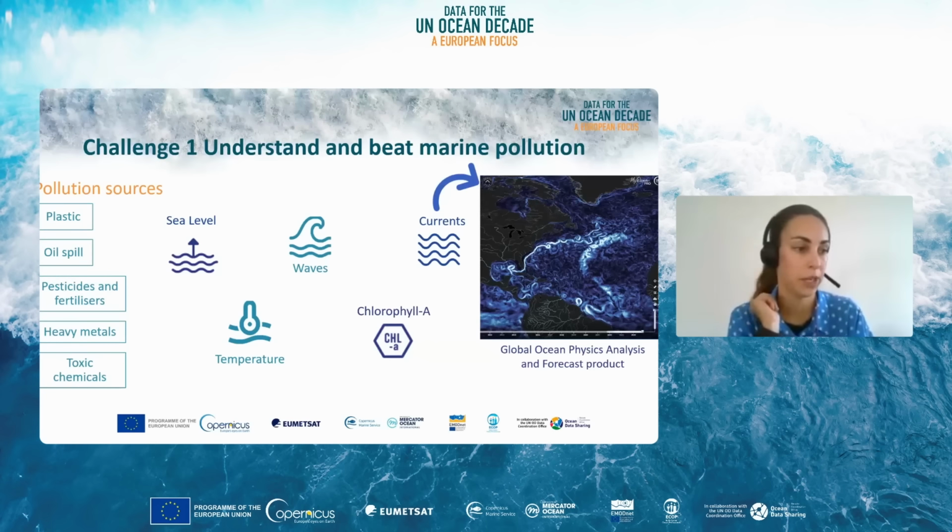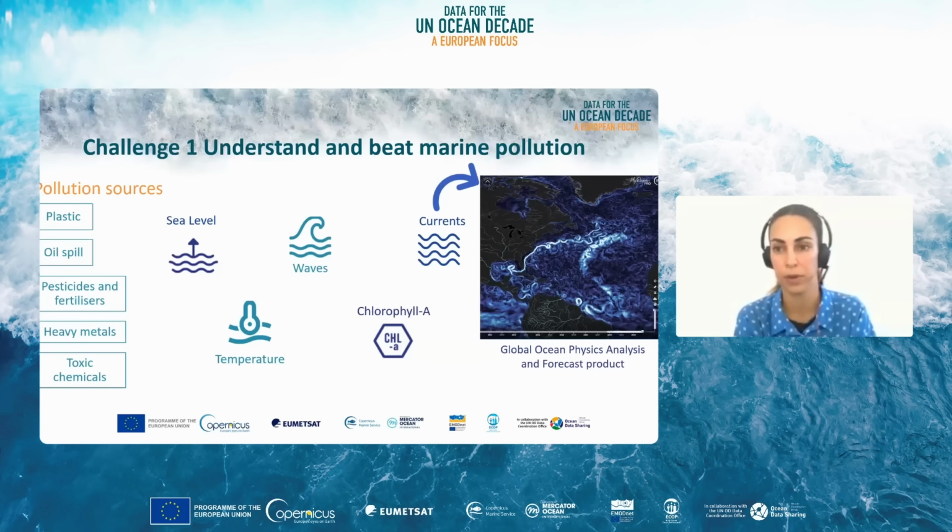Here you can see on the right of the screen a snapshot of a global ocean physics analysis and forecast product showing ocean currents through the Copernicus Marine Service viewer. The data from this product is also available for download in NetCDF format directly from the Copernicus Marine platform. We also play a key role in plastic pollution research by developing global ocean circulation models. These models help us trace the detailed path of ocean currents and track where plastic debris travels after entering the ocean, but they can also help trace plastic pollution back to its original source.